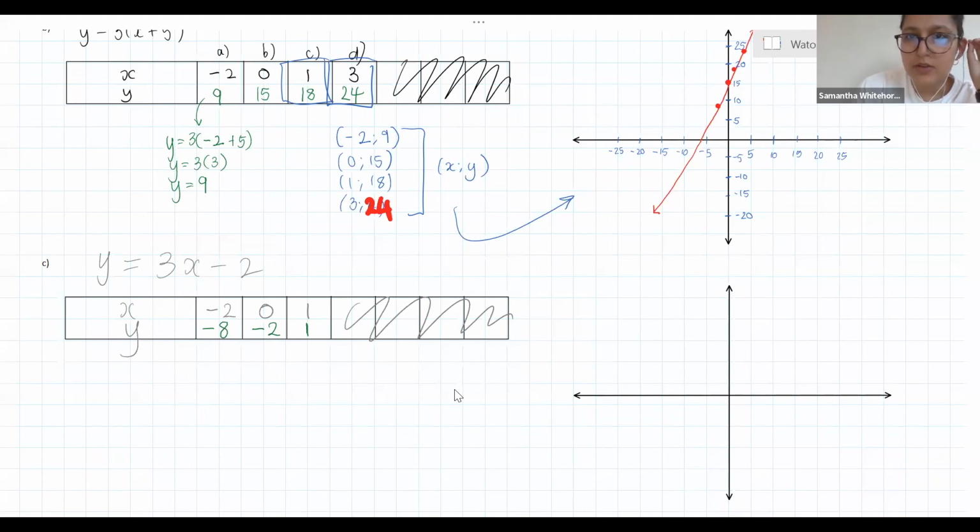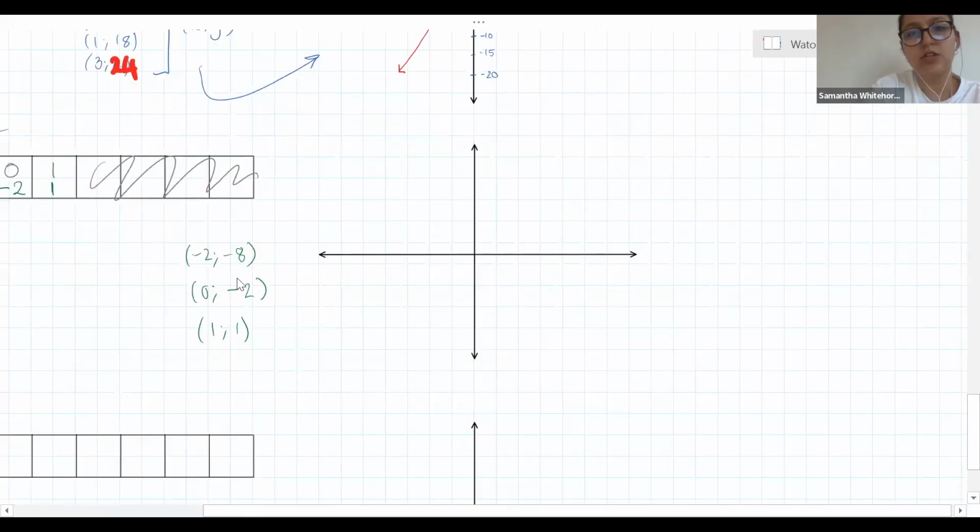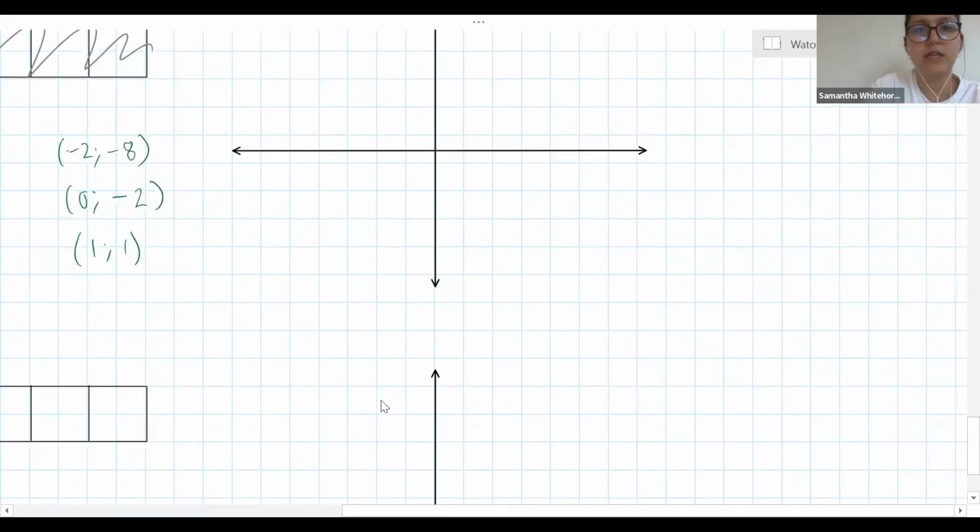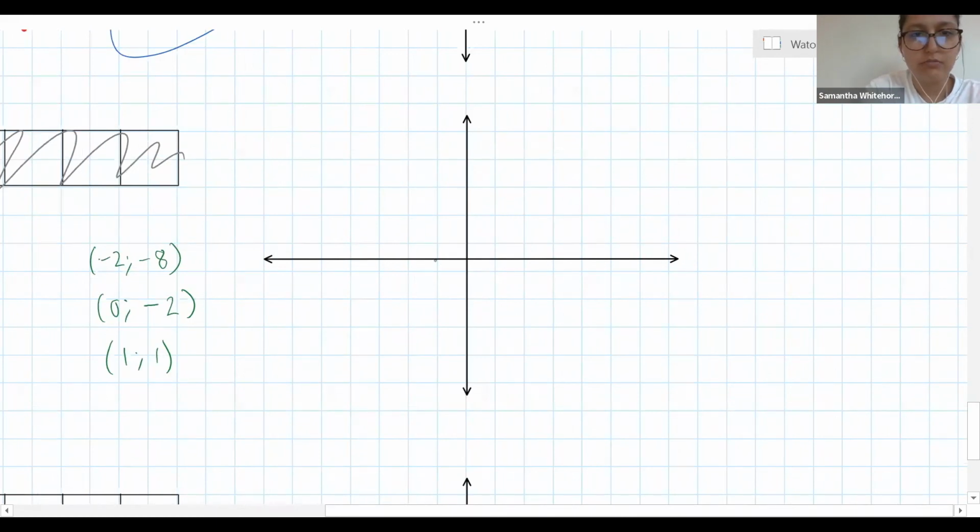So now we know that we can take these beautiful coordinate pairs and we can plot a graph. So our coordinate pairs are -2, -8, 0, -2, and 1, 1. Right, I will come back so you can screenshot this. I just want to make this graph a bit bigger so we know what we're dealing with. 2, 4, 6, 8, 10. I really should put numbers on these beforehand. I clearly don't think all the way through sometimes.